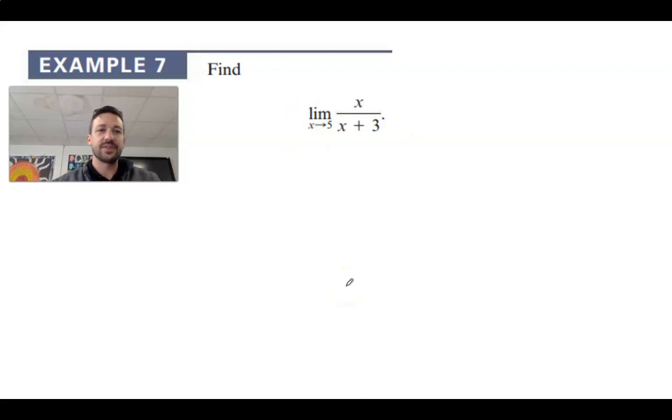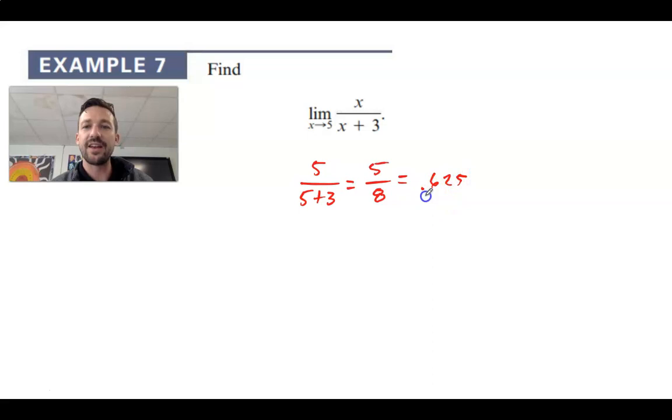Okay, first step, you just plug it in. See if it works. So we're doing the limit as x approaches 5 of this function here. So we're going to plug in 5. So 5 over 5 plus 3, which is 5 over 8. That's a number. If you want to write it as a decimal, you can. 5 divided by 8 as a decimal is 0.625. So this is the same as 0.625, and that's my answer.